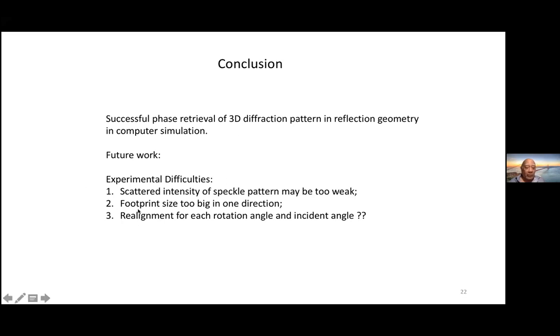And if that's the case, then you have to realign for each rotation angle and incident angle. That would be too much. So we hope that stages can be made where you get the desired accuracy. All right, so that actually is what I wanted to say in this talk.